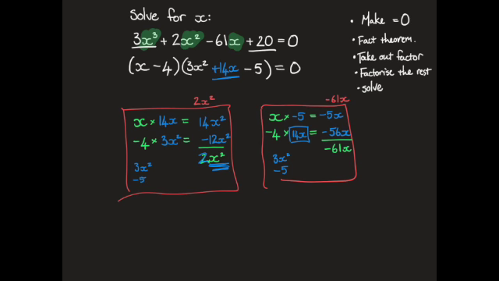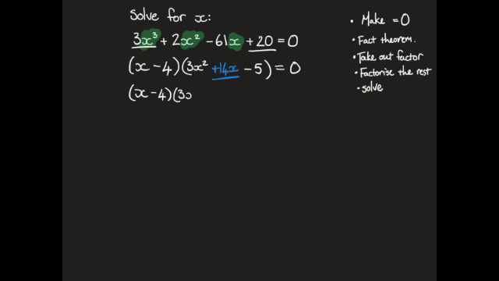Once you've done that, it's then time to factorize. Whichever method you chose to use, you would then factorize, and then write down what your answers are. In this case, x equals 4, x equals 1 over 3, or x equals negative 5. And that's it for now.